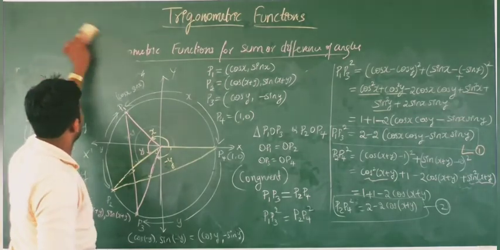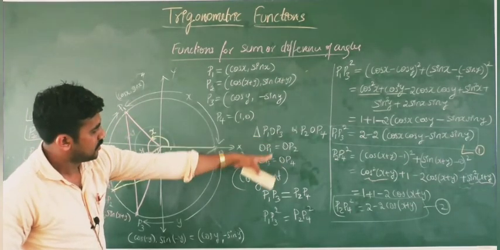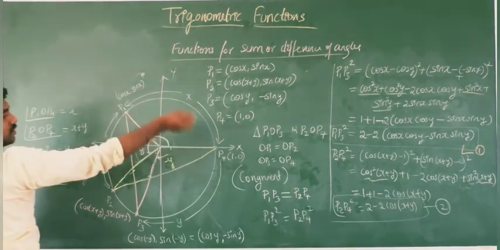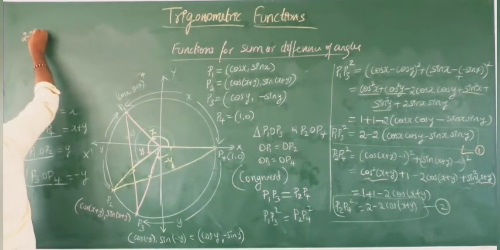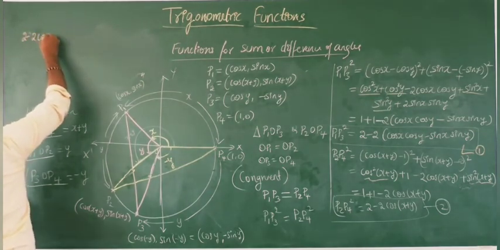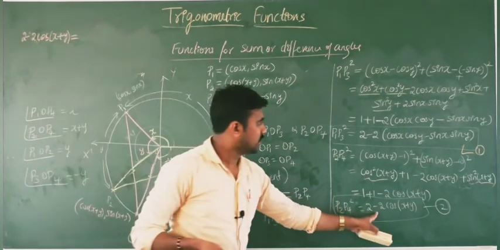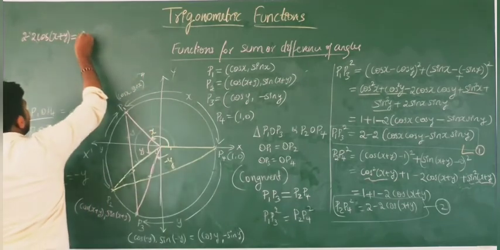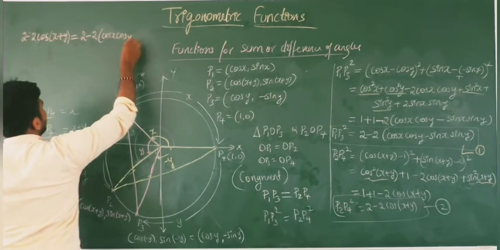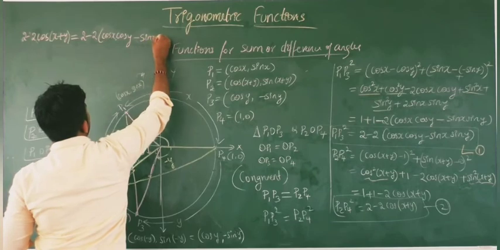Now by using equation number 1 and 2, I'll write here, from equation number 1 and 2 we will get, you know here both are equal, so we can say 2 minus 2 cos x plus y is equal to 2 minus 2 into cos x into cos y minus sin x into sin y.